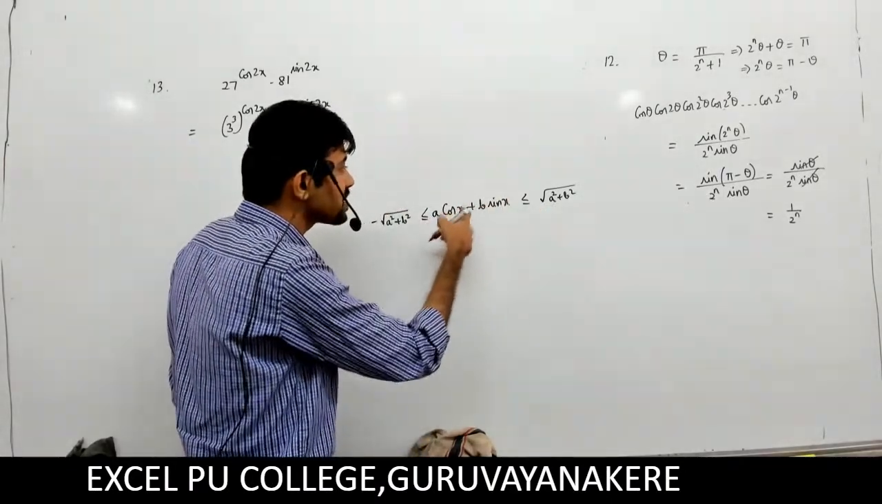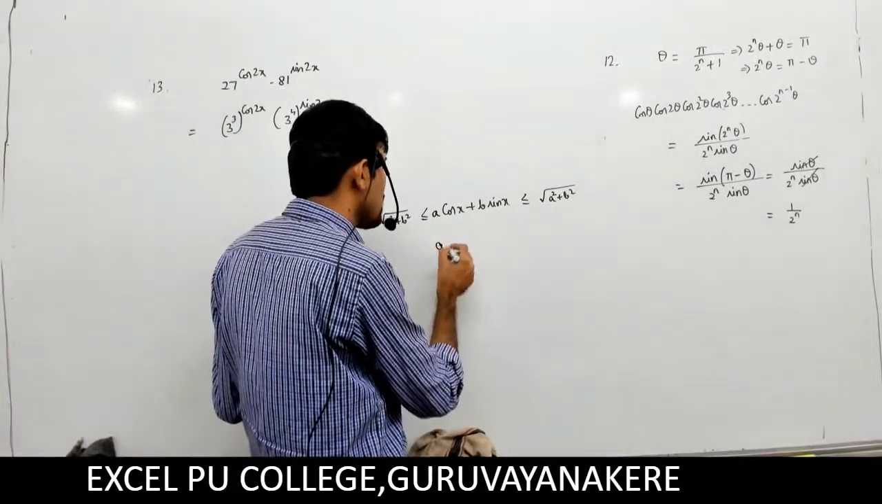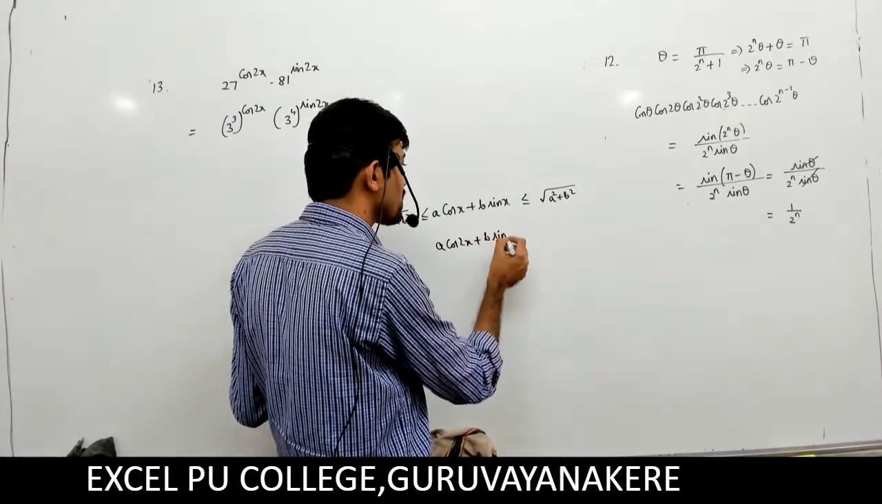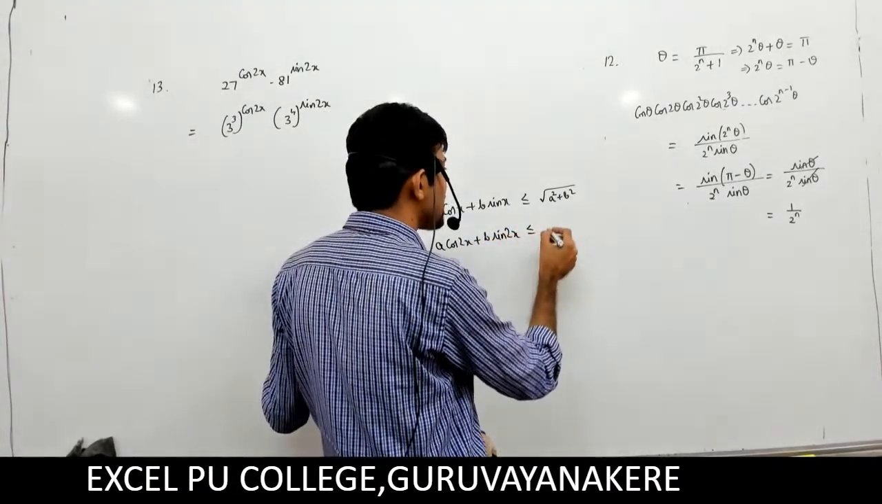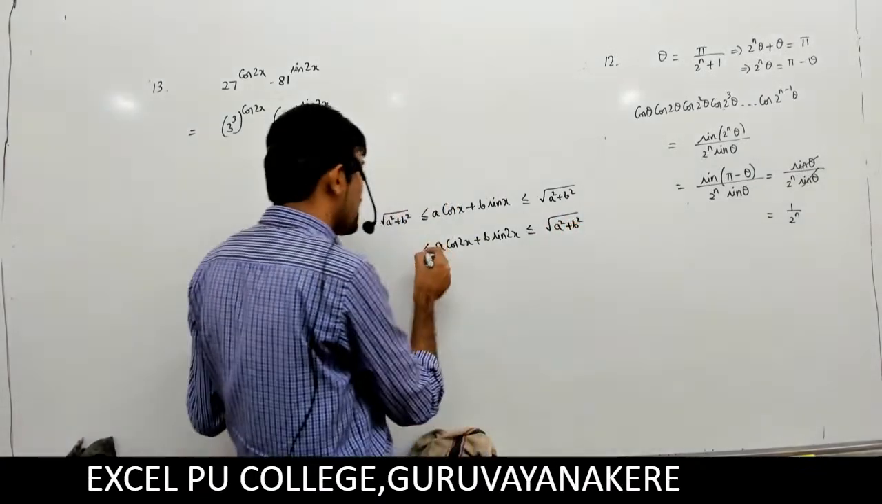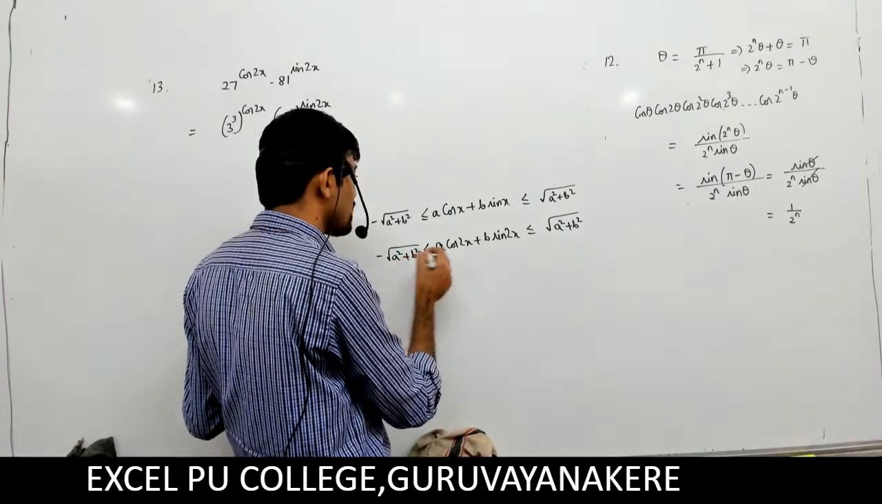Only the angles should be the same. It need not be x always. It can be 2x also. Even if I change it to a cos 2x plus b sin 2x, the maximum value is root of a square plus b square, and the minimum value is minus root of a square plus b square. You must know this.